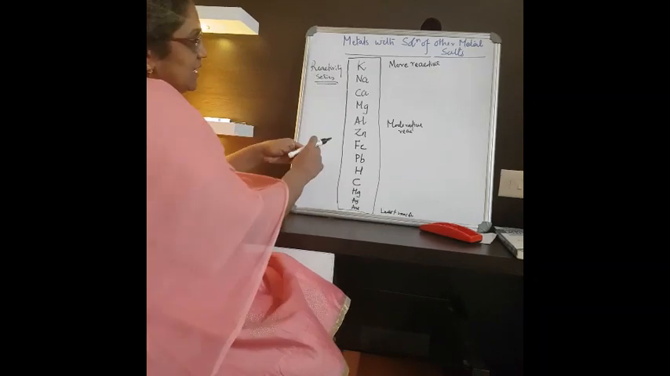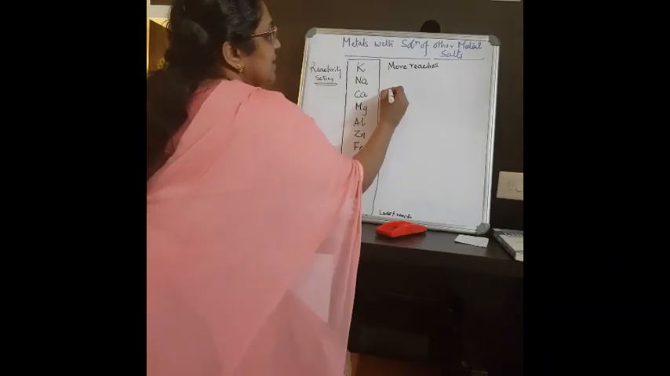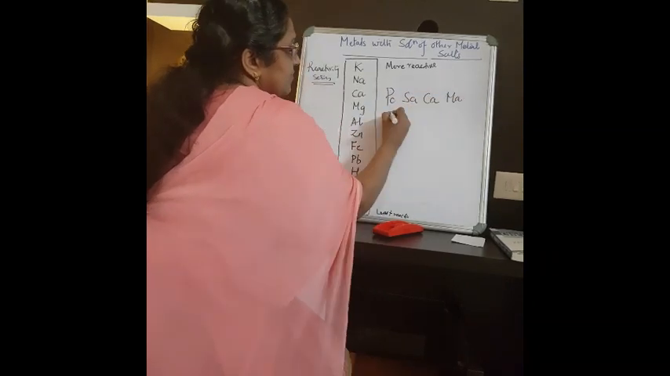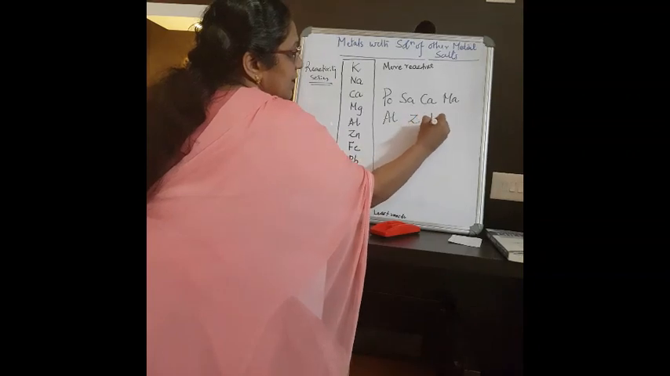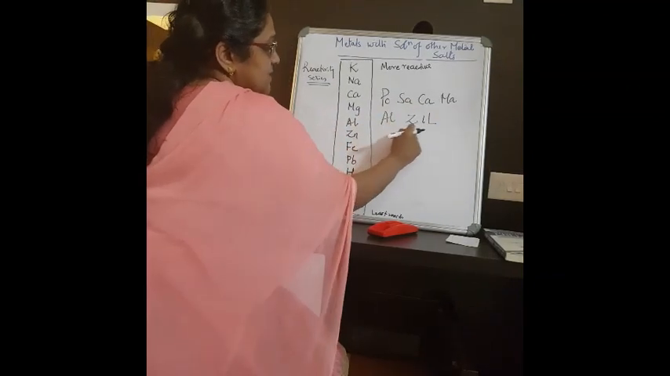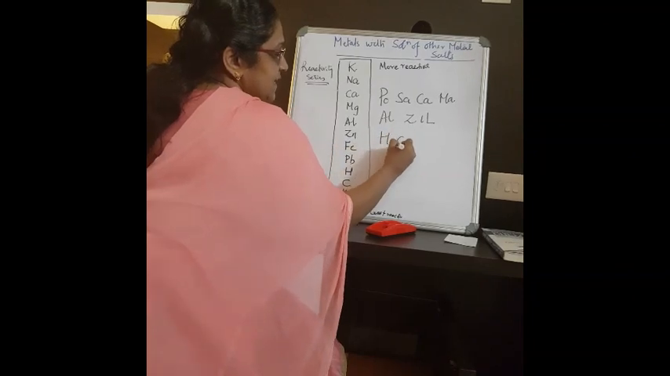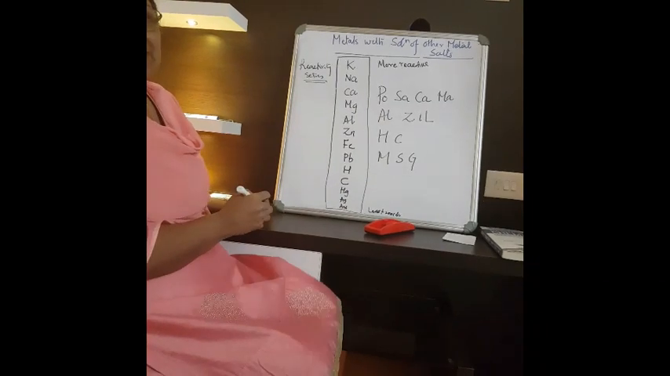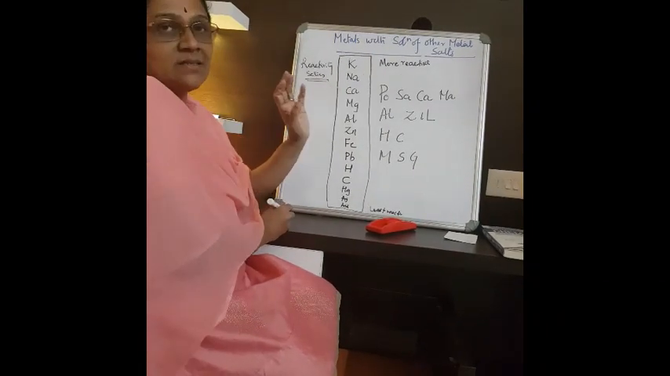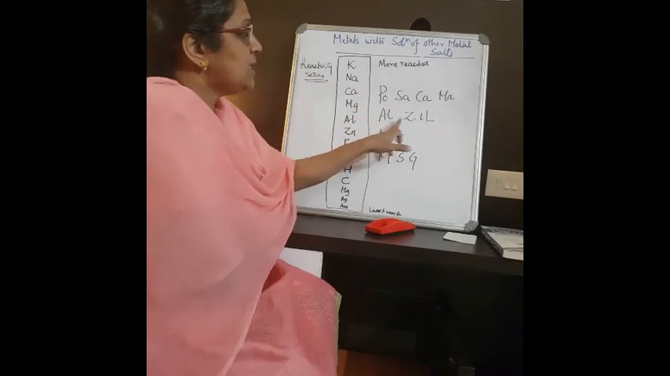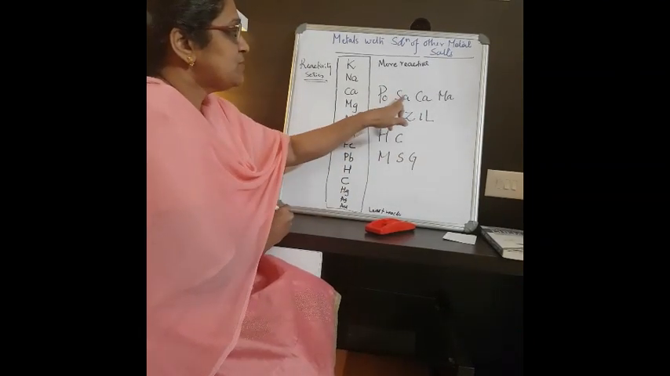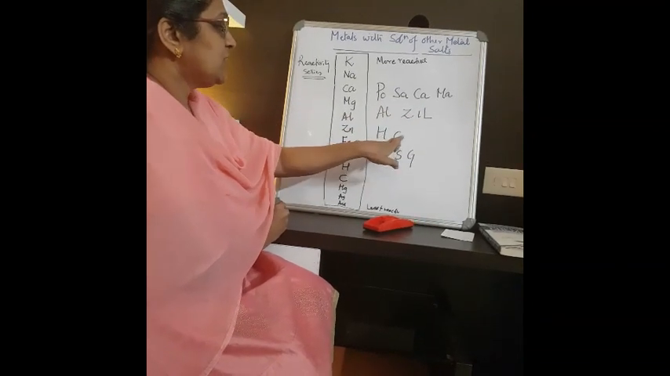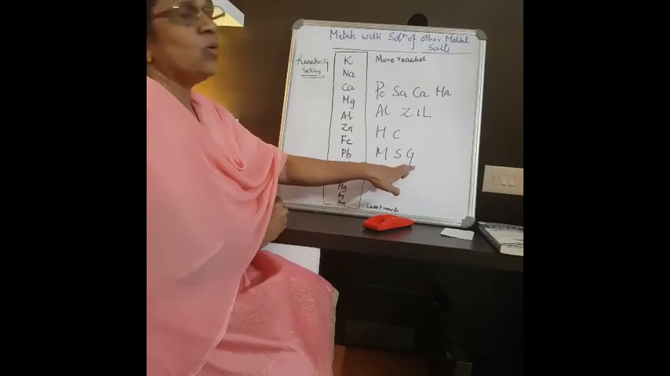It is like this: Posaka Ma Al Zil HC MSG. This is the mnemonic which I have learned in order to remember this. That is Posaka Ma Al Zil HC MSG. Potassium, sodium, calcium, magnesium, aluminium, zinc, iron, lead, hydrogen, copper, mercury, silver, gold.